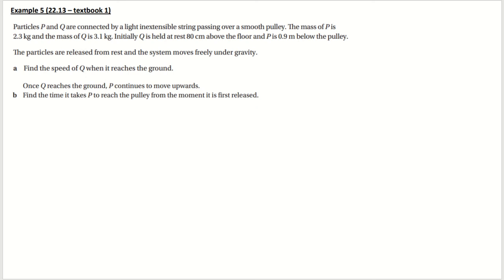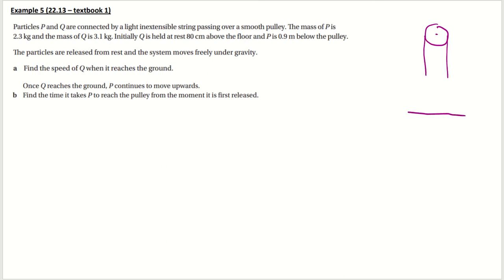Okay, so this is a more standard pulley question as we've got two masses here, but there's quite a lot of things it's looking for in terms of speed and time. So it's quite a long example, this one. It doesn't just look at the forces. So we've got a light, inextensible string passing over a smooth pulley. So it seems to suggest the pulley is like this, with the object hanging down from it.